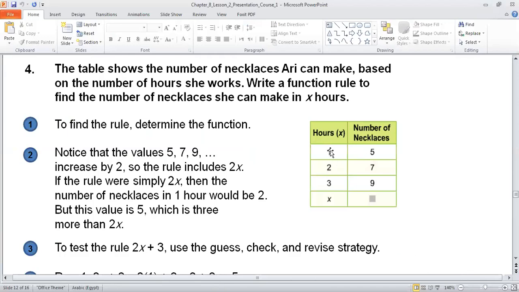If I have 1 becomes 5. Look with me. I have 1 becomes 5. 2 becomes 7. 3 becomes 9. X becomes the next. Again, I have 1 becomes 5, 2 becomes 7, and 3 becomes 9. Okay? How can I solve that? If I have X becomes the next.